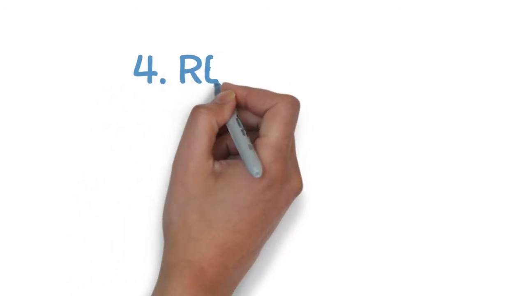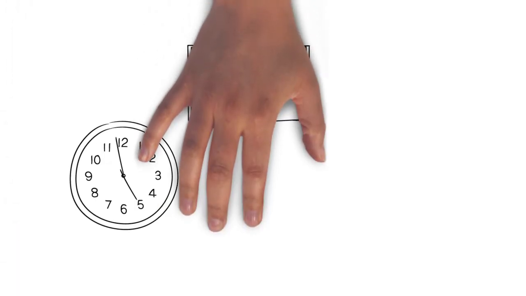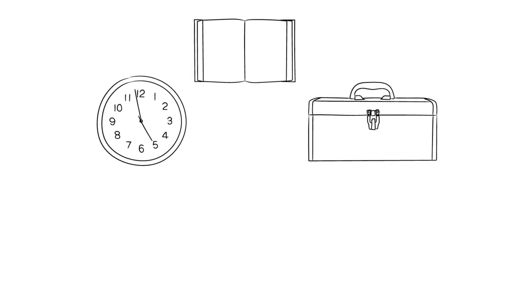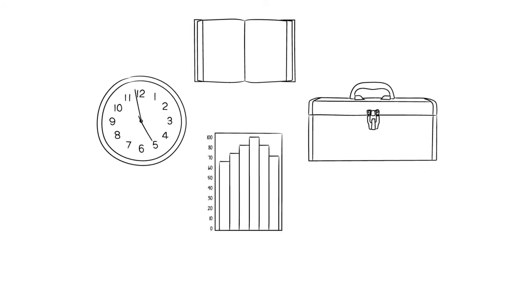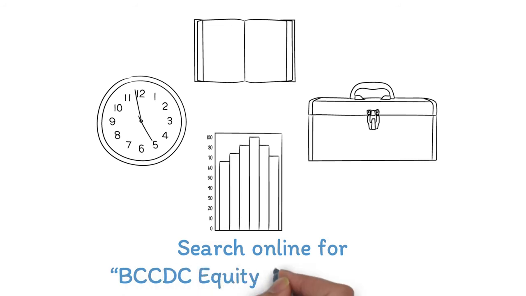Fourth, you may need to build resources to better apply an equity lens in your organization. It takes time, knowledge, skills, and practical tools. In the short term, you may be able to offer some health equity training during staff meetings. Program assessment tools can help identify inequities related to program design and delivery, plan interventions, and measure effectiveness. The BCCDC Equity and EPH Clearinghouse is a great place to start.